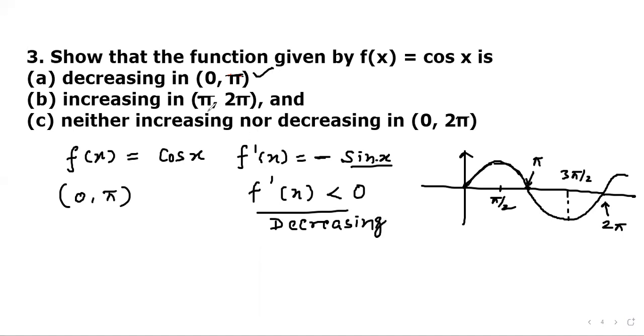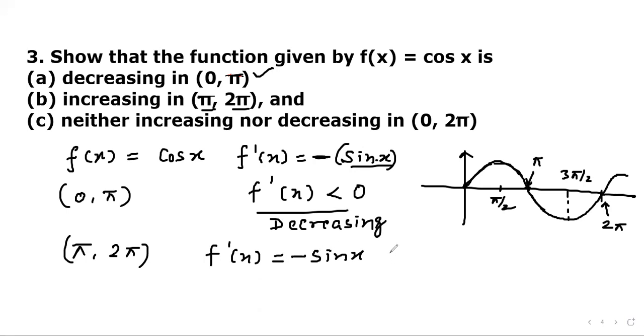Now, the second interval is pi to 2 pi. If you observe from here to here, sin x is negative. So if sin x is negative and there is already a minus sign, then it will become positive. So in the interval pi to 2 pi, f dash x will be minus sin x, which will be greater than 0. As I told you, in this interval the graph is negative, so the total result will be positive. Hence, it is increasing.